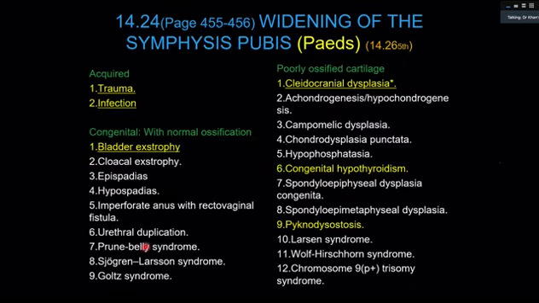Another differential diagnosis in which both of them go together is widening of the symphysis pubis. And even here, you can see cleidocranial dysplasia, pycnodysostosis. The basic pathology in cleidocranial dysplasia is that there is poor ossification of cartilage. The membranous ossification of bone is deficient. So that is the difference.